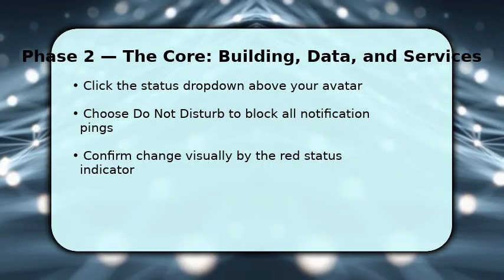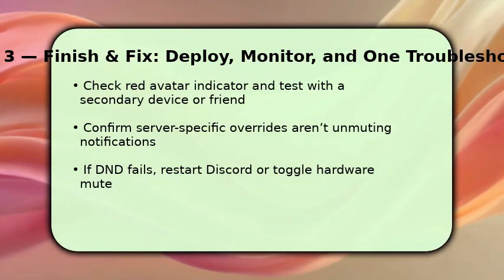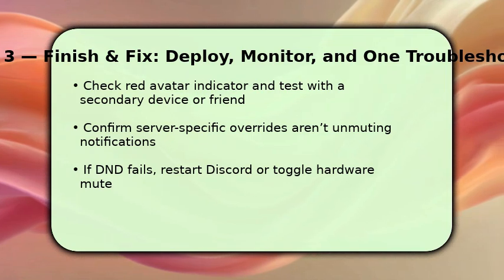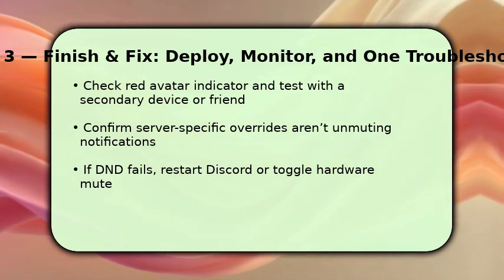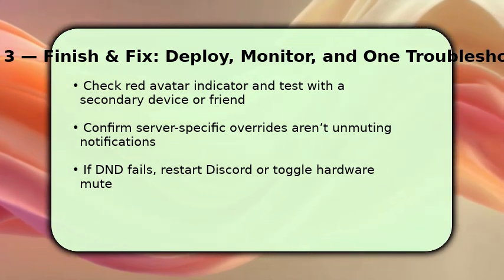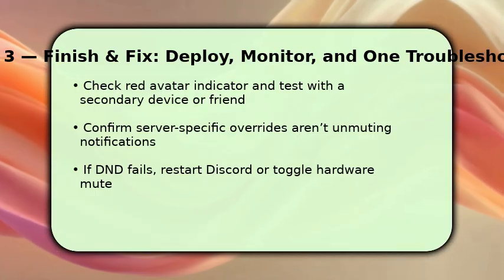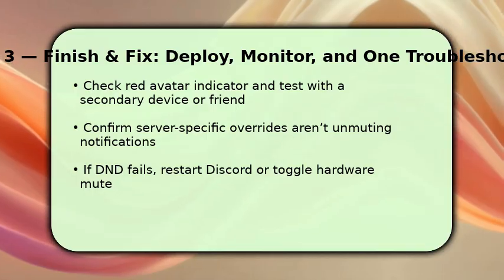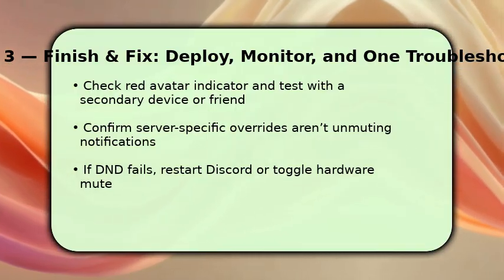Finish by verifying Do Not Disturb is active. Glance at your avatar's red dot, then ask a friend to send a DM or check from another device. Notifications should be blocked. If you still receive pings, make sure no server or channel override is set to force notifications, because those can bypass simple status settings.